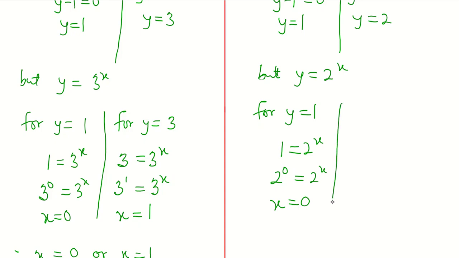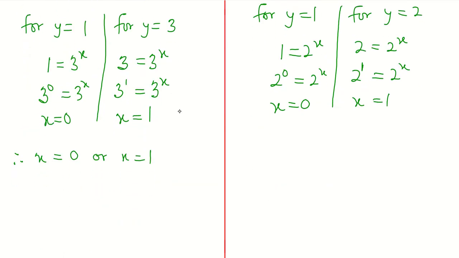Now you can see that for y equal to 2, we have 2 equal to 2 exponent x. You know 2 is the same as 2 exponent 1, which is equal to 2 exponent x. So now that the bases are the same, you can equate the exponents, and you have x equal to 1. So therefore, x is equal to 0 or x is equal to 1. So this becomes our solution to our question.